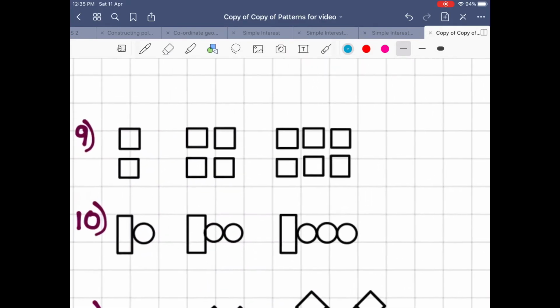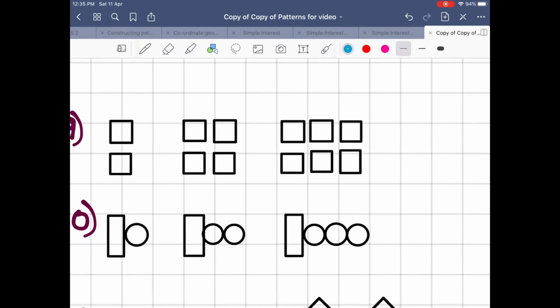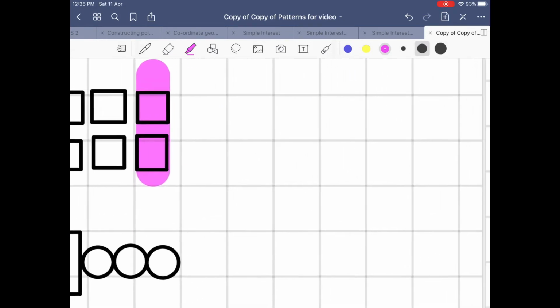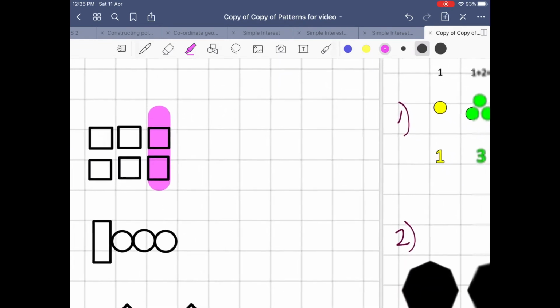Next we have an easier one where we can see that from the first to the second we are adding 1 more column which has 2 blocks. From the second to the third we are adding again 1 more column with 2 blocks or 2 squares. So in the next shape we will go from 6 to 8.